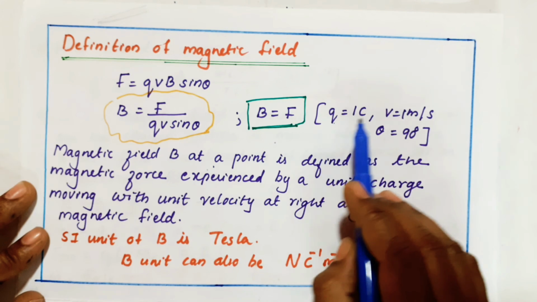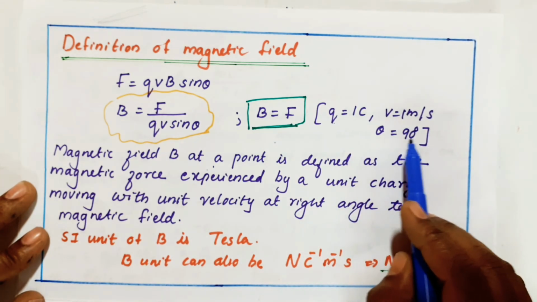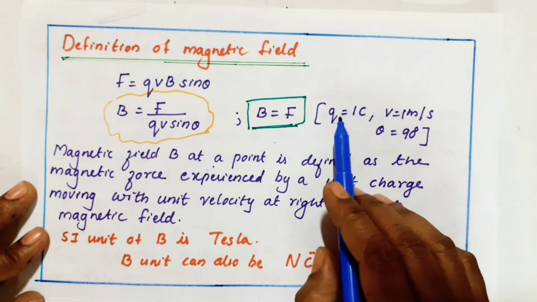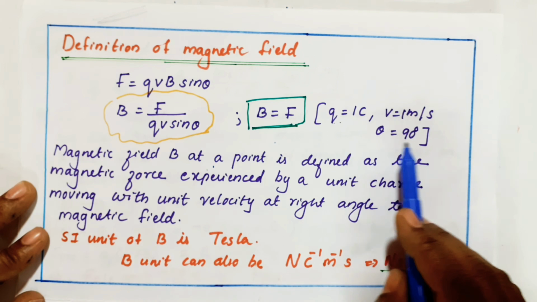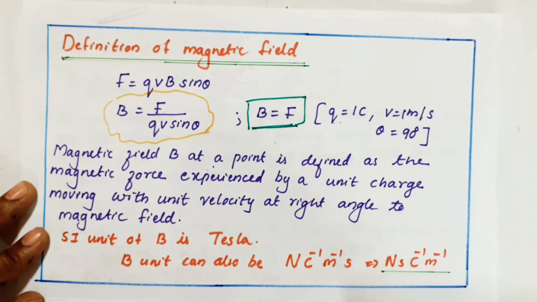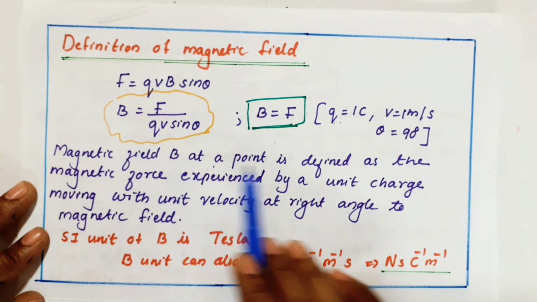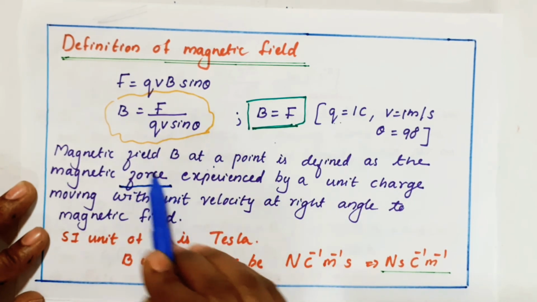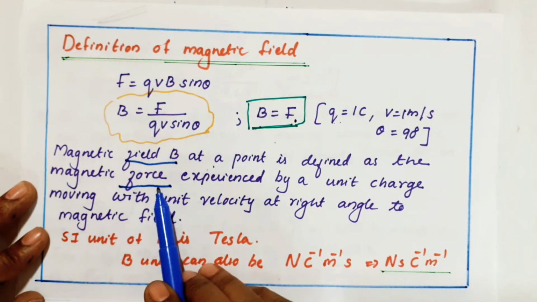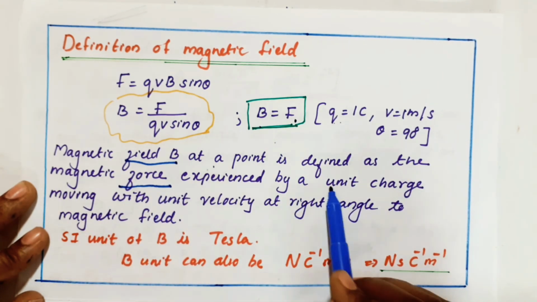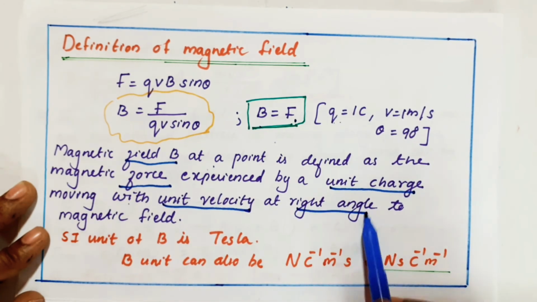So I can write Q equal to 1 coulomb, V equal to 1 meter per second, theta equal to 90 degree. We can tell that the magnetic field B at a point is defined as magnetic force. It means B equal to F. Magnetic field is equal to magnetic force when a unit charge is moving with a unit velocity at right angle.